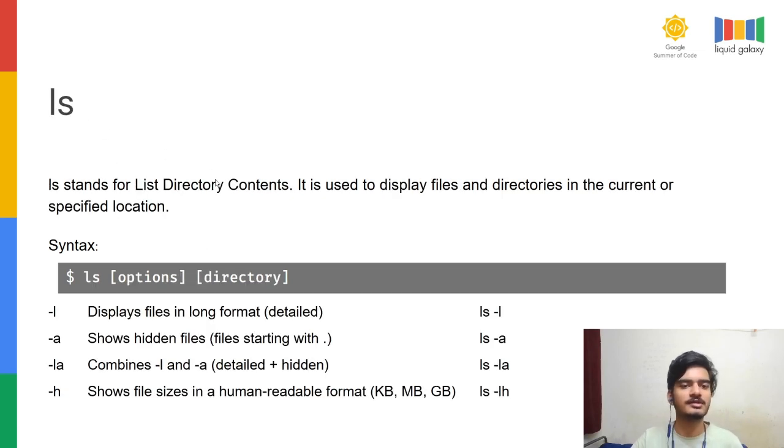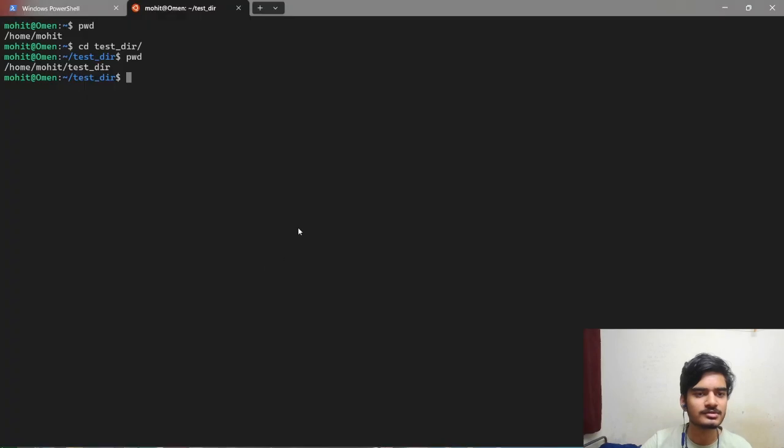The next command is ls. Ls is used to list all the files and directories in the current directory. This is the syntax of ls. There are different options that I could pass, and the directory that I want to list. If I simply write ls, it will show me all the files that I have in this directory.